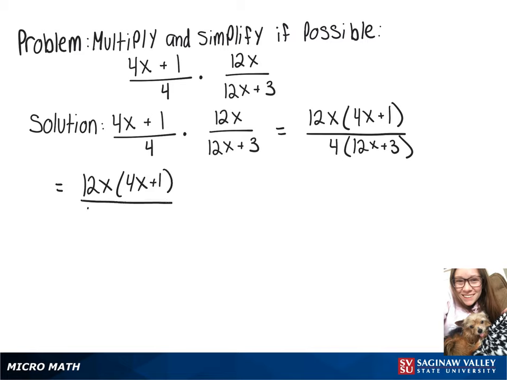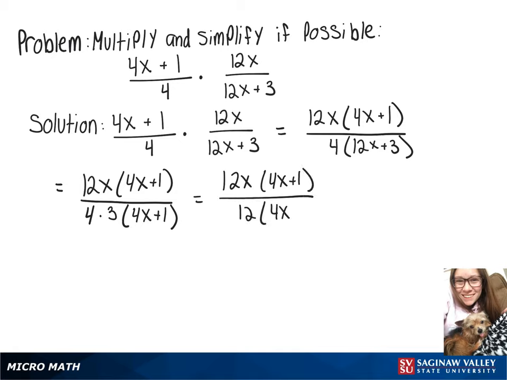But with that 12x plus 3, we can factor a 3 out. So we'll have 4 times 3 times 4x plus 1. And now we've got 12x times 4x plus 1 over 12 times 4x plus 1.